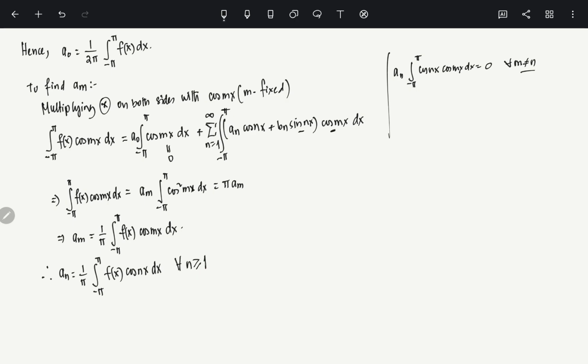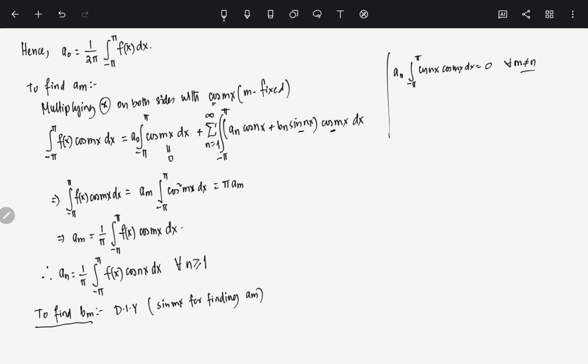And similarly, what about the bn's? To find bm, what do you do? You can guess: here you multiplied by cosine, there you multiply it by sine. So please do it yourself. This is a small hint: multiply it by sine mx, and then you can find bm. I am leaving this to you.